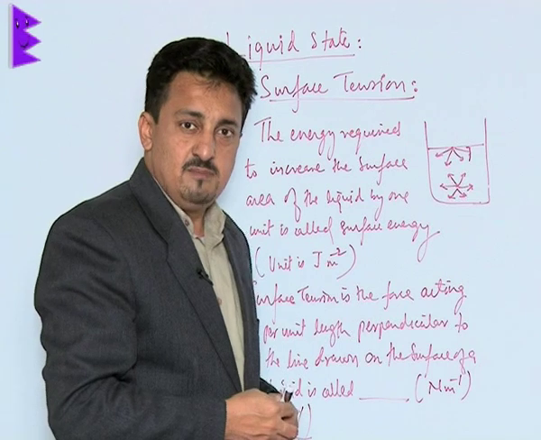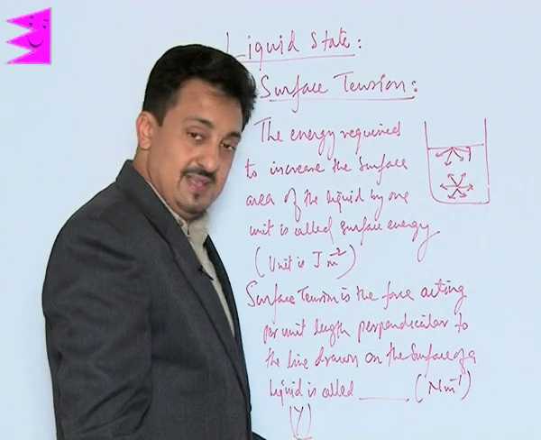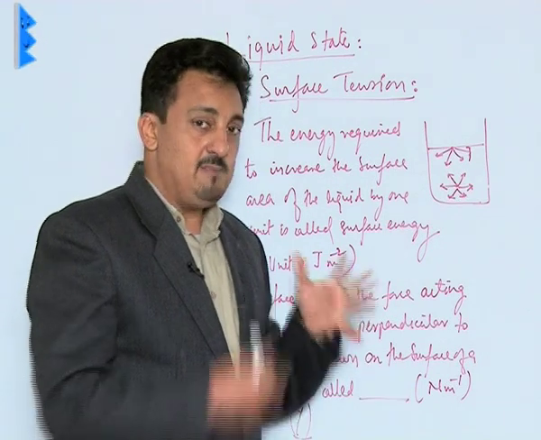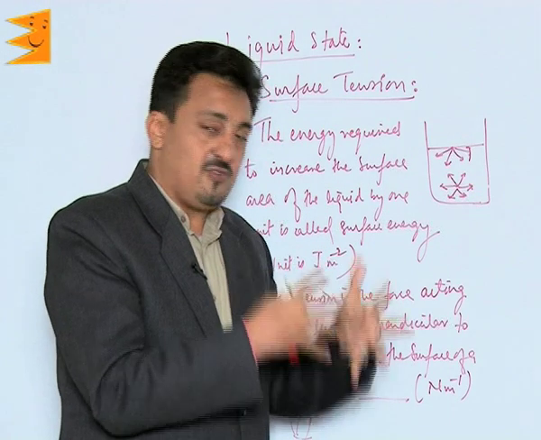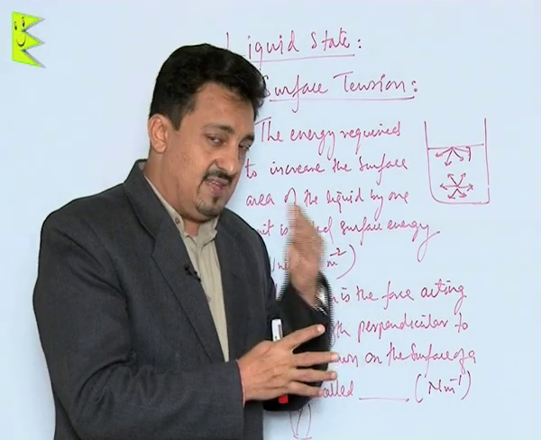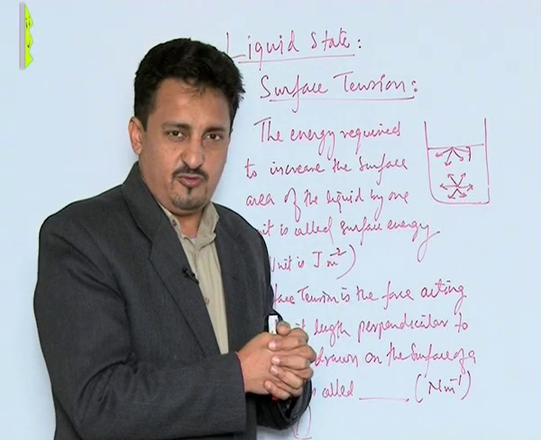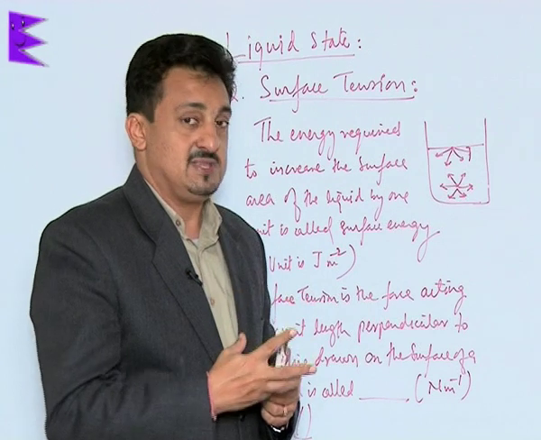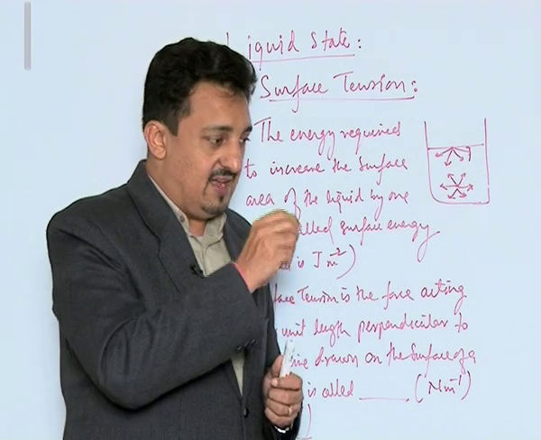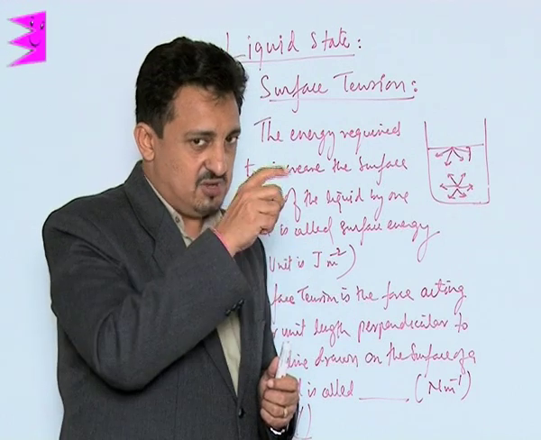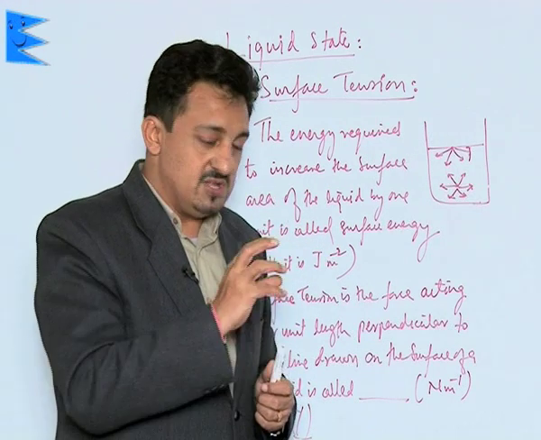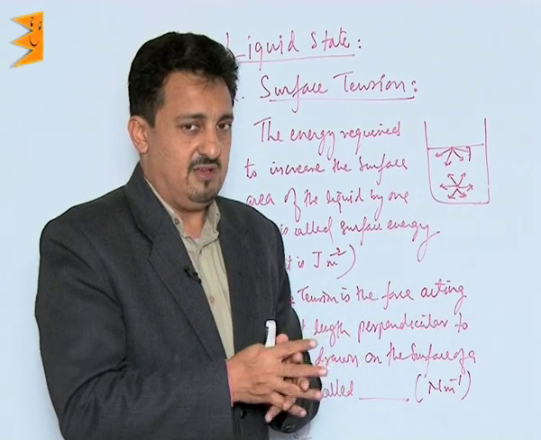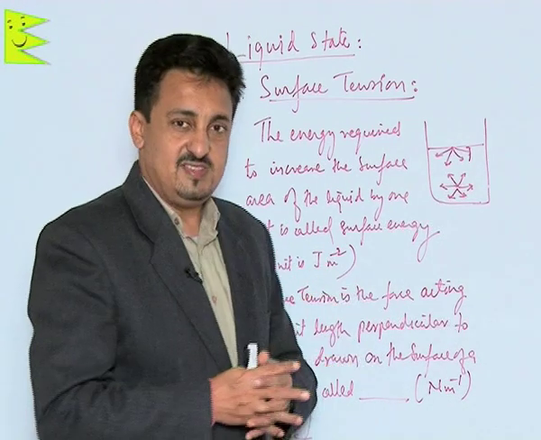We represent it by a symbol called gamma, and the unit of the surface tension is Newton per meter. Remember, the stronger the forces, the higher the surface tension. And that is why those liquids which have very strong forces of attraction have high surface tensions. That is the one responsible for the rise of liquids in the capillaries and the changing of the shape of droplets to spherical. So all these are simple phenomena behind which we have the surface tension.